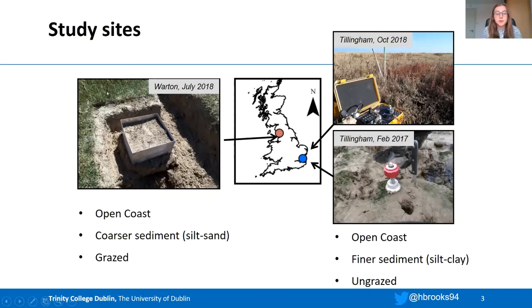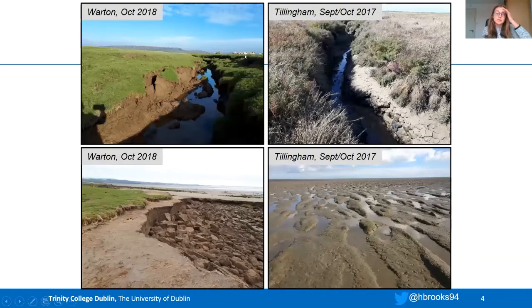Just to give you some photos of the sites and a bit of an idea of the geomorphology. At the top, we can see photos of marsh creeks at each site, and these are a key part of the drainage structure of salt marshes. On the left, we've got Warton Marsh, and we can see that the creek is a lot wider, and there's slumping of blocks into the creek there. At Tillingham on the right-hand side, the creek is much narrower, and there's evidence of some small desiccation cracks on the side.